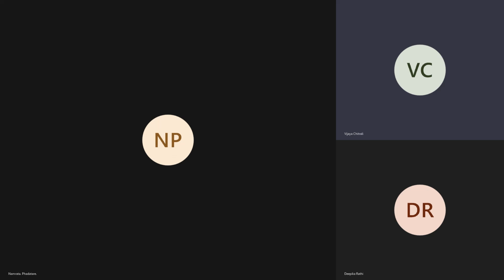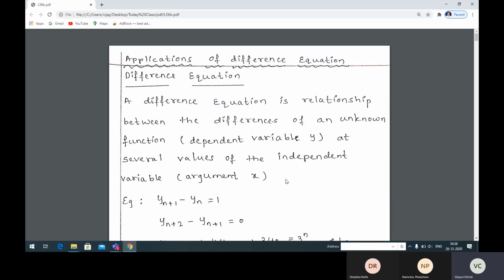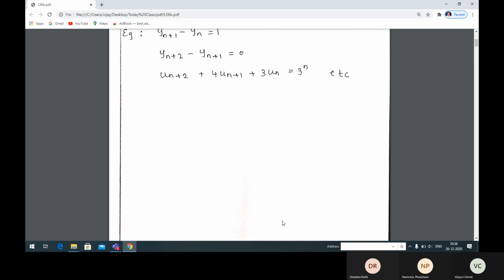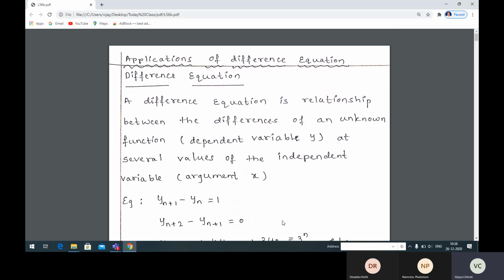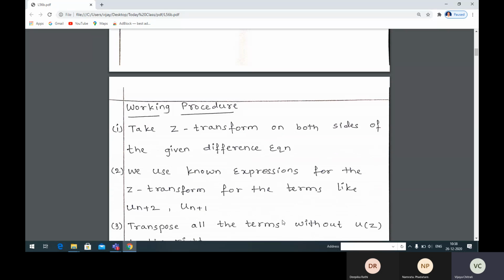So for this difference equation, first, what is a difference equation? A difference equation is a relationship between the differences of an unknown function, and we are solving these difference equations by using Z transform. So let us solve examples.